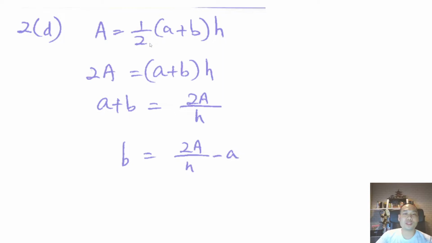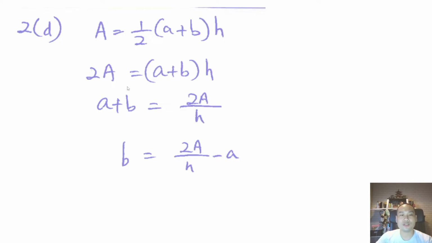First thing I'm going to do is, the fractions tend to confuse people. So why not just multiply by 2 on both sides to get 2A equals A plus B times H, right? Since I want to keep my B isolated, I'm not going to multiply the H in, I just divide the H on both sides, right? So we have 2A over H equals A plus B. We can flip them around.